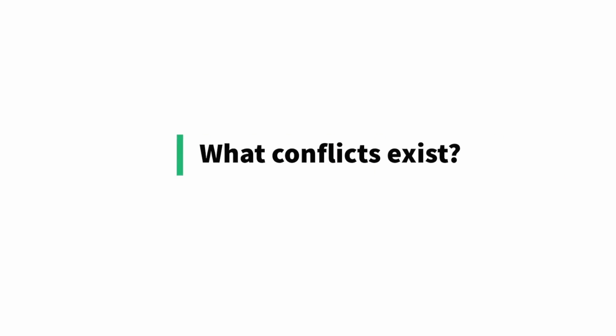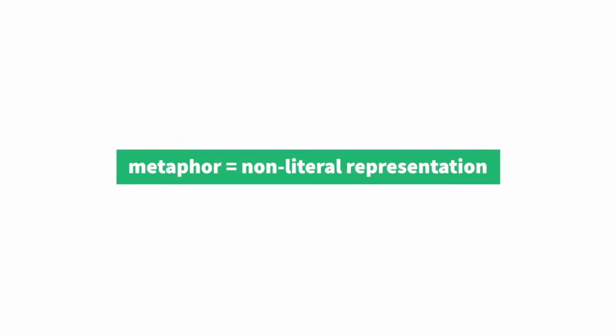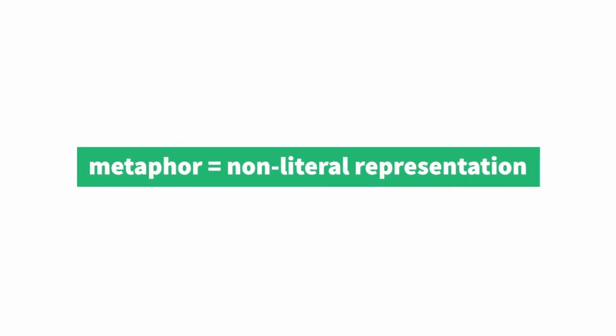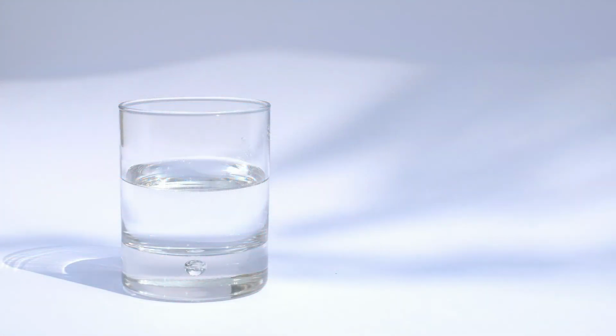Tip number 4, look for analogies and metaphors. An analogy is a comparison between two things. A metaphor is a figure of speech that's meant to represent an idea without being literal. Both analogies and metaphors can help you find powerful images to express your thoughts and ideas.